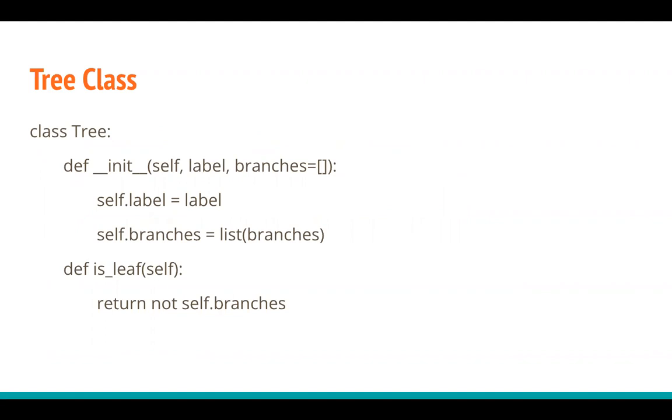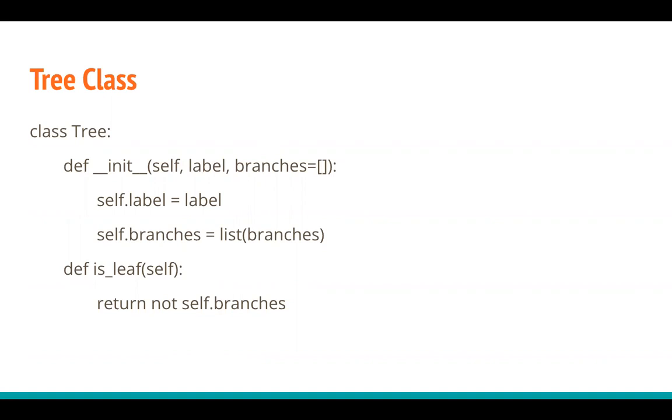Each tree is going to have a label, like I mentioned, and a list of branches. In order to check if a tree is a leaf, when it says return not self.branches, it's checking, hey, is self.branches empty? If it's empty, then by putting the not in front of it, you're actually returning true because there are no branches to the tree.